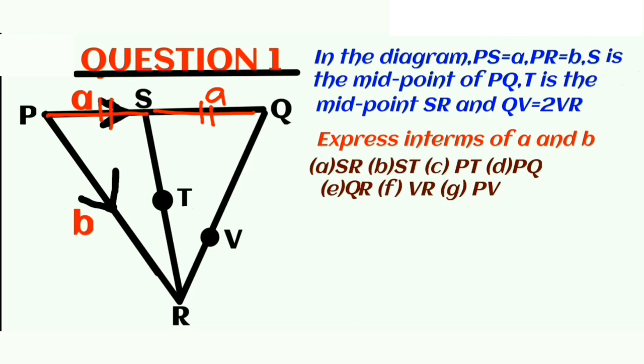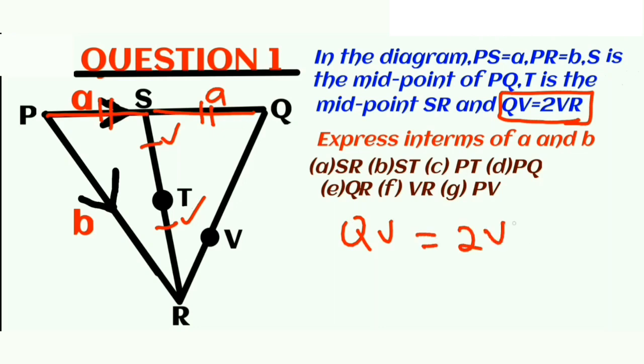Next, T is the midpoint of SR. Again, T is in between S and R, meaning this part and this part are also the same, because T is in between. Lastly, QV equals 2VR. QV equals 2VR. What does this mean?